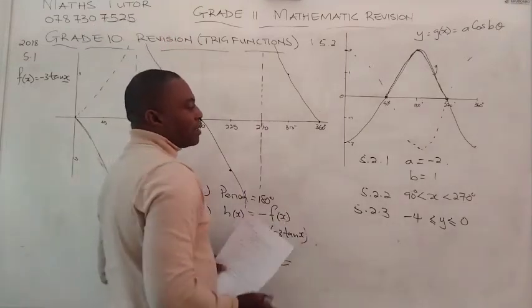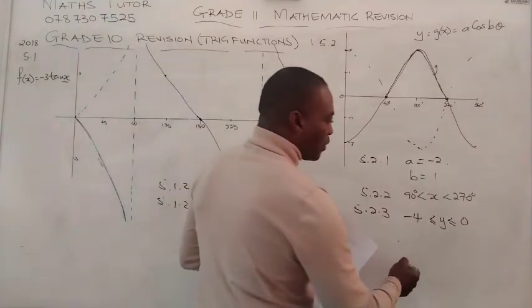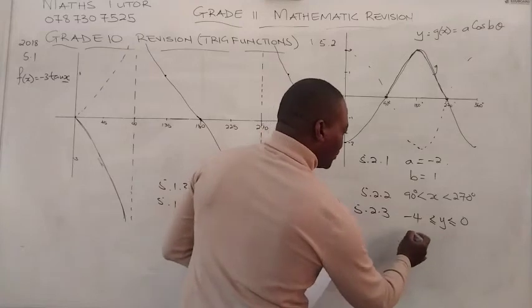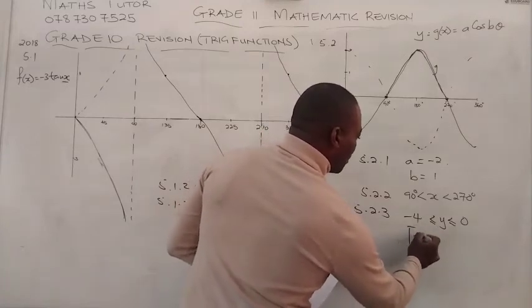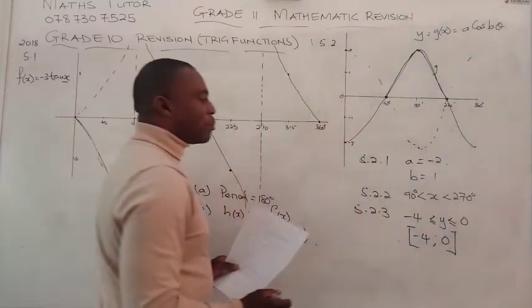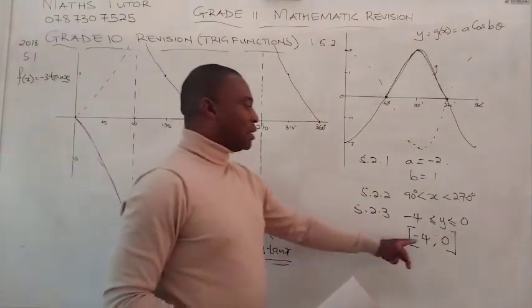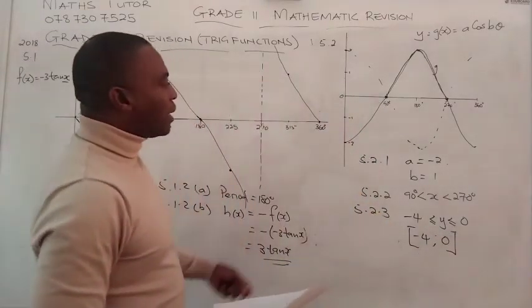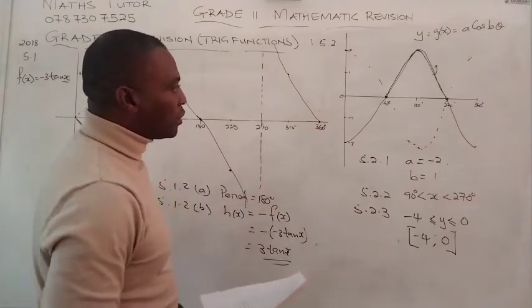Alright, we may write this in interval notation, like from -4 to 0. We use the square brackets because these are also part of the y values on the graph.